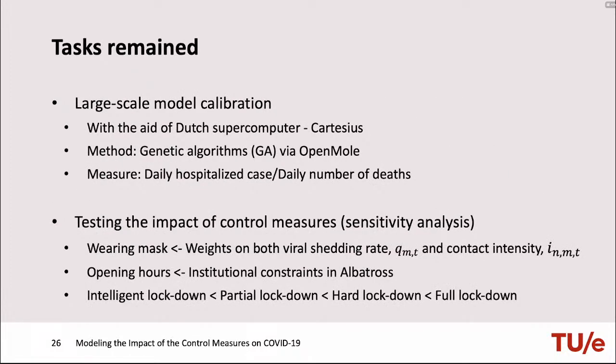However, there are some tasks still need to be done. First, we are planning to calibrate the model at a national scale with multimillion agents with the aid of the Dutch supercomputer. If the parameters are calibrated, then we can assess several policy scenarios posed to each of the two model systems.